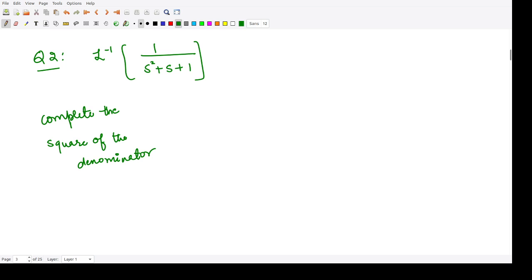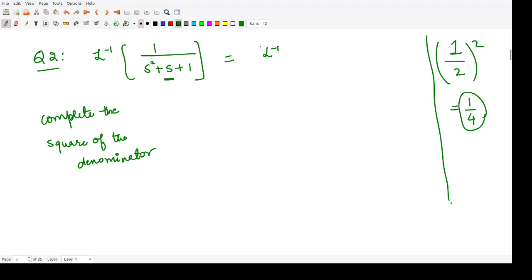So for completing the square, what you have to do? You have to take the mixed term, that means s to the power 1, and its coefficient is 1, then you will divide that coefficient by 2, then you will take the square of that coefficient. So this is, what is this quantity? This is 1 by 4. So you add 1 by 4 and you subtract 1 by 4. So it would be Laplace inverse of 1 divided by s square plus s plus 1 by 4, and then minus 1 by 4 and plus 1.